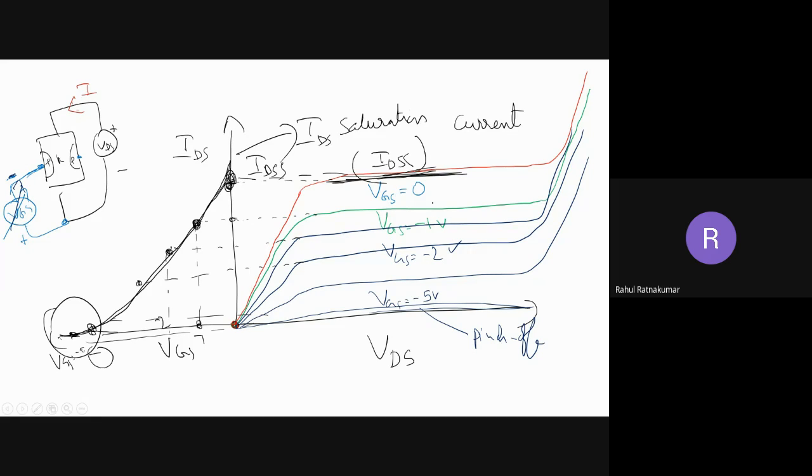So let's see. Let's try to make an equation of JFET. So, mathematical. Now we know the working principle of JFET. Let's see how mathematically we can have a model so that we can understand at any point what is the working of the JFET.